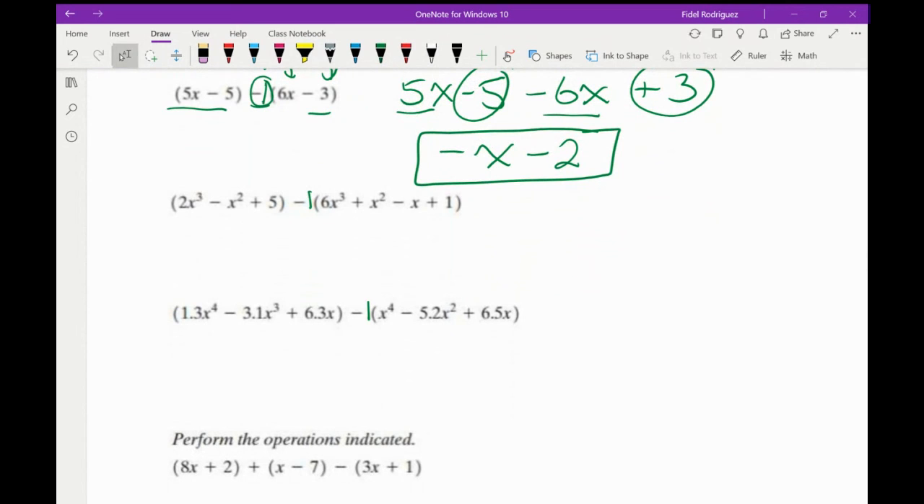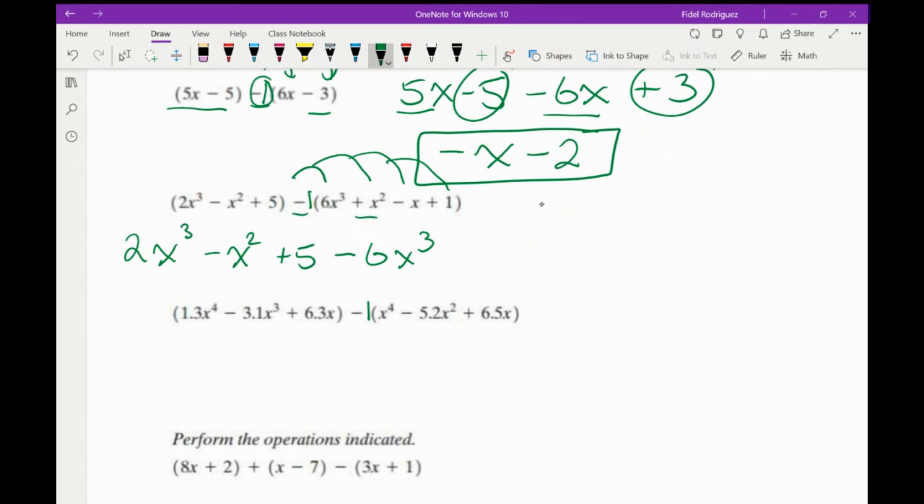So I'll do the same thing for the next one. I'm just going to leave the first piece alone, so I'm going to write it as 2x to the third minus x squared plus 5. And I'm going to go 1, 2, 3, and 4. So this is a negative 6x to the third. A negative 1 times a positive x squared is a minus x squared. A minus 1 times a minus x is a plus x. And then a minus 1 times a positive 1 is another minus 1.